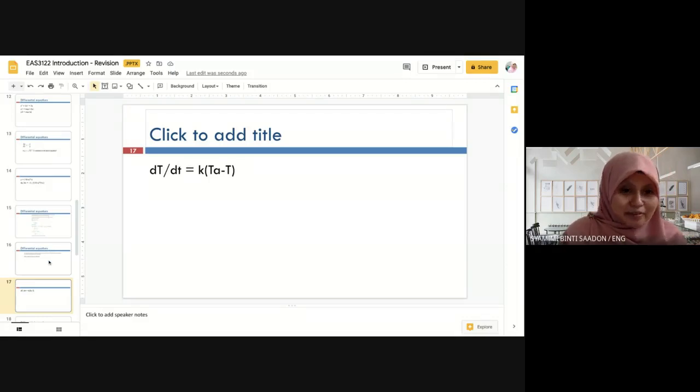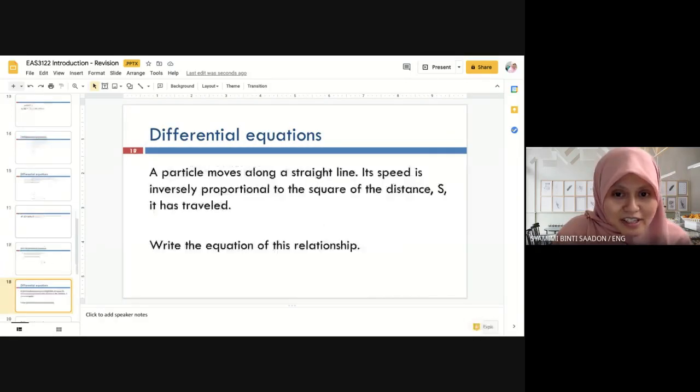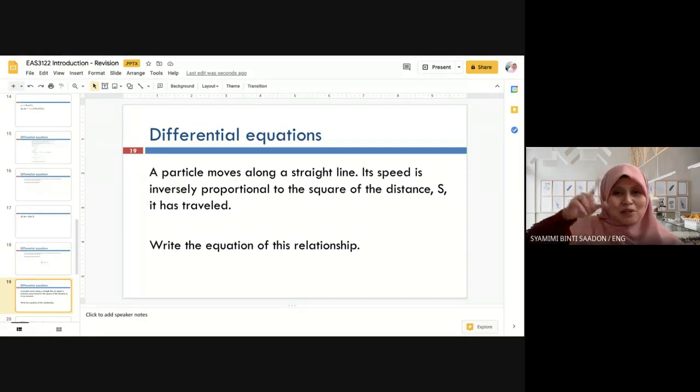Okay, what is my next slide? Okay, this one. A particle moves along a straight line. Its speed is inversely proportional to the square of the distance, which we call S, that it has traveled. Write the equation of this relationship. Obviously you have it in terms of a differential for S, like y just now, function y. So here we have x. How do you write this equation?